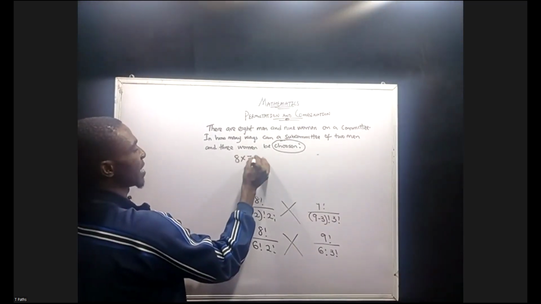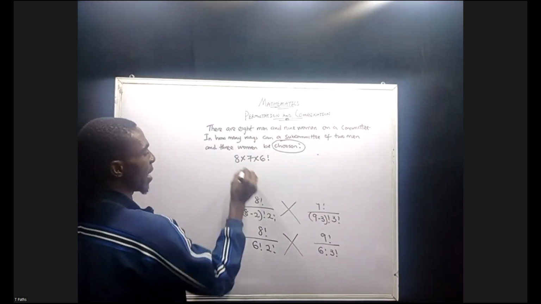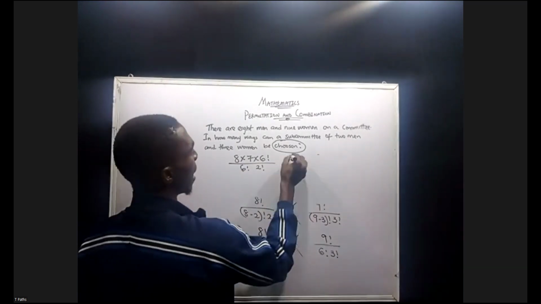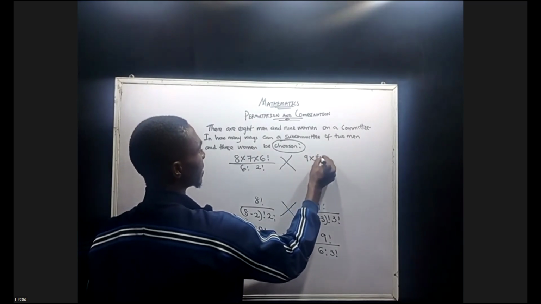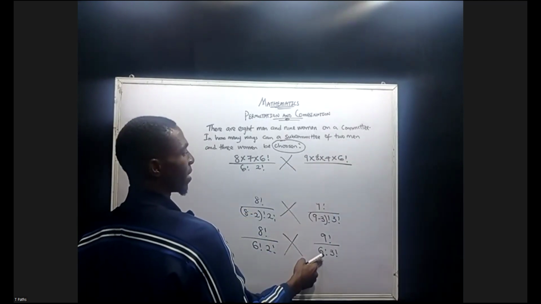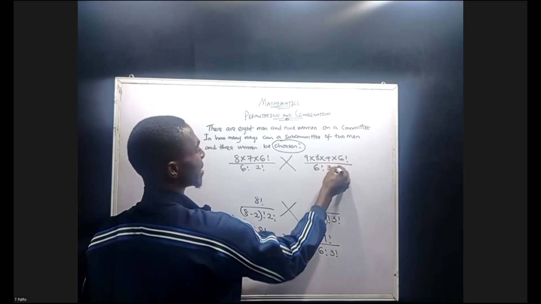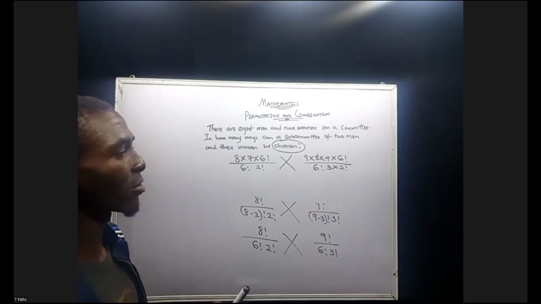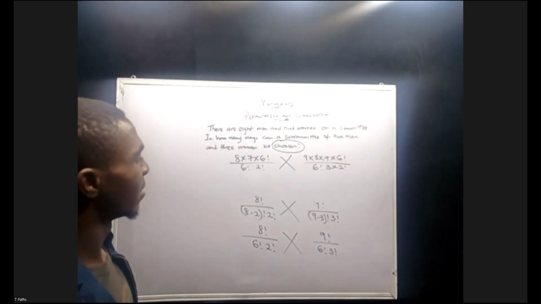8 times 7 times 6 factorial, the biggest denominator here, divided by 6 factorial, 2 factorial. And here we have 9 times 8 times 7 times 6 factorial, the biggest denominator here. So we end it here, 6 factorial. Then 3 factorial is now 3 times 2 factorial, because 3 factorial is not 3. 3 factorial is not 3. Take note.